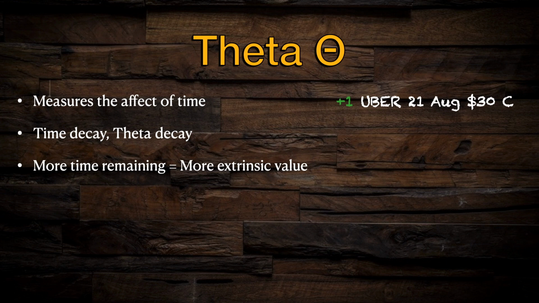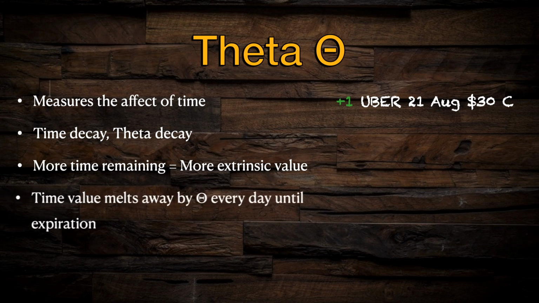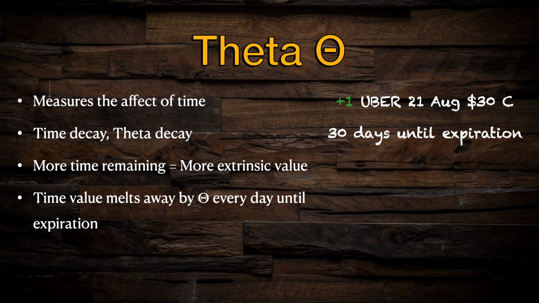Theta represents the rate at which this time value will melt away until expiration. So an option with 30 days until expiration might have a theta of negative 0.04. That means that for every day that passes, you can subtract 4 cents from that option's value. Our call contract currently worth 3.5 will be worth 3.46 tomorrow if all the other variables remain the same.